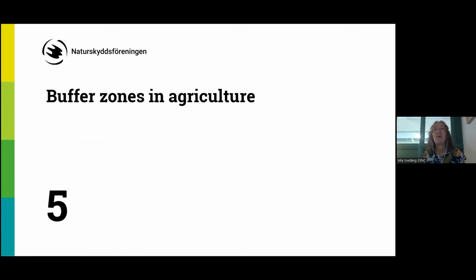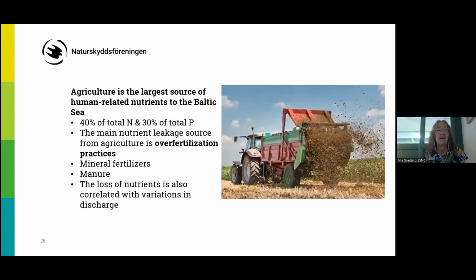I will talk a bit about buffer zones in different types of areas, and I will start with buffer zones in agriculture. Agriculture is, as you know, the largest source of human-related nutrients into the Baltic Sea. It gives us more than 40% of total nitrogen and 30% of total phosphorus. And very much of it comes as diffuse leakage, so it's really hard to target it with special methods at the source.